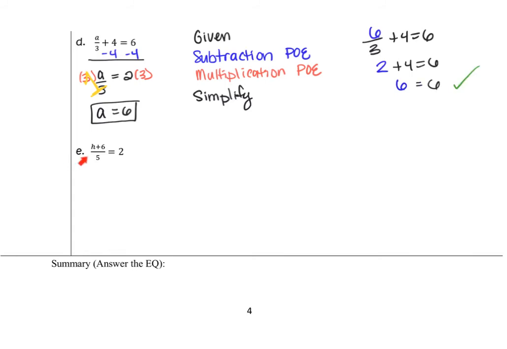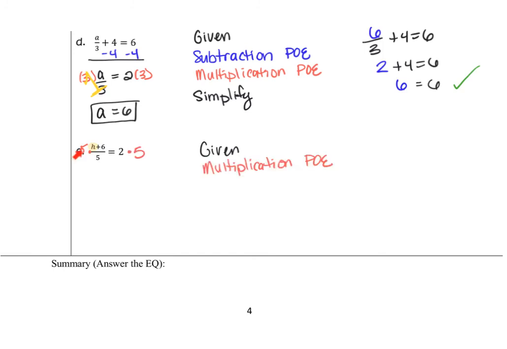So this next one, letter E, looks like a huge fraction, right? But our variable is kind of stuck up here in the numerator. So I can't subtract the 6 out because the 6 is in the numerator. So I have to find a way to get rid of this 5. So this is what we're given. Now, if I want to get rid of this 5, this is h plus 6 divided by 5. So the opposite of division is multiplication. So I'm going to multiply both sides by 5.